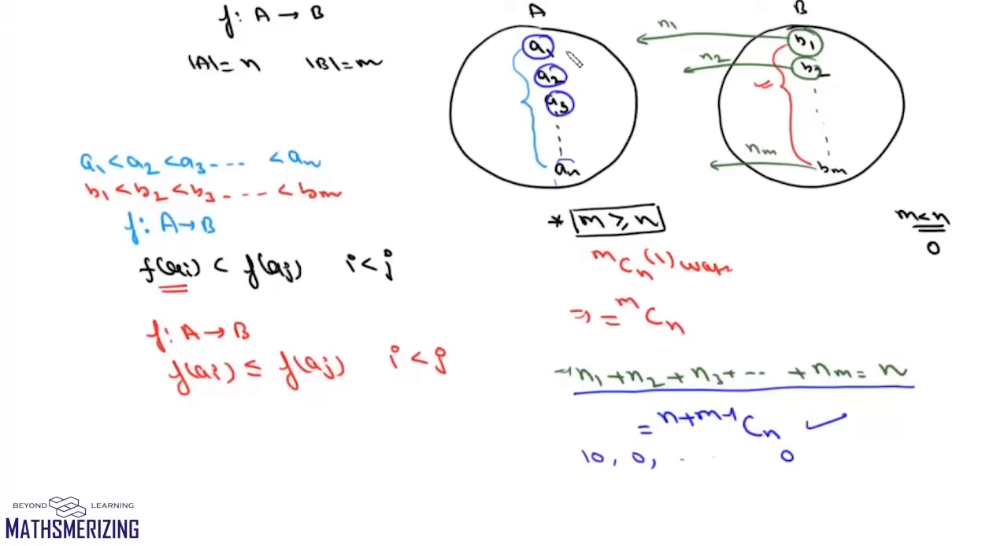Another case could be when, suppose, two of them are mapped to b1 and then the remaining n minus 2 are mapped to b2. So it could be 2, n minus 2 and then the rest all 0. So all the possible non-decreasing mappings from A to B will correspond to solutions of this equation, which is n1 plus n2 plus n3 plus nm equals n, and this number of solutions is given by n plus m minus 1 Cn. And the same formula works for the number of non-increasing functions.